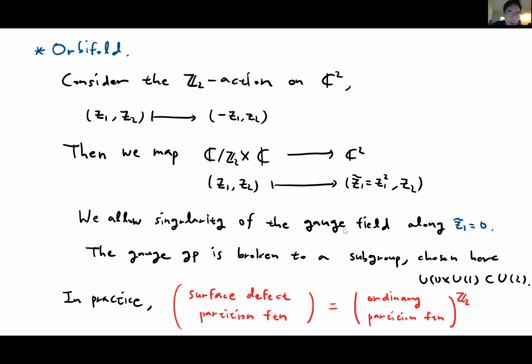All right, so because of the singular boundary condition, the gauge group is broken down to a subgroup that is more or less up to our choice. And here, we're dealing with U2 gauge theory, and the subgroup is chosen to be the U1 cross U1 Cartan.